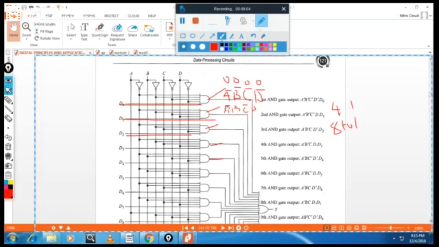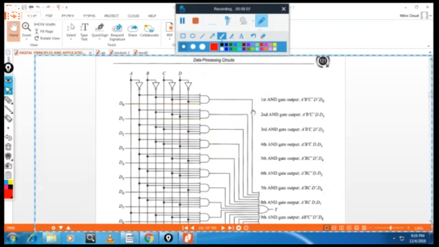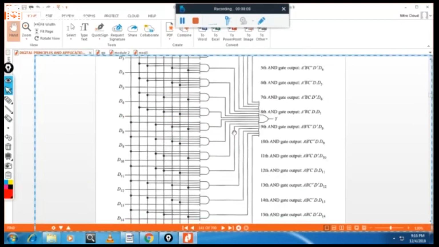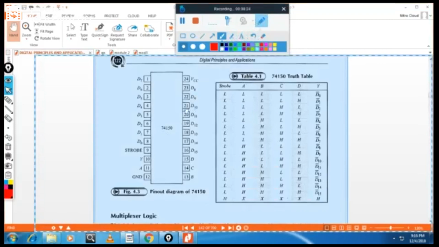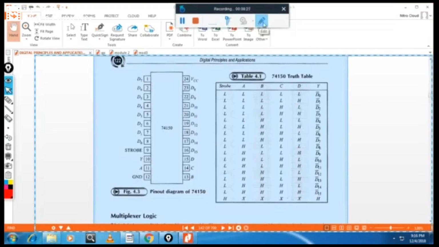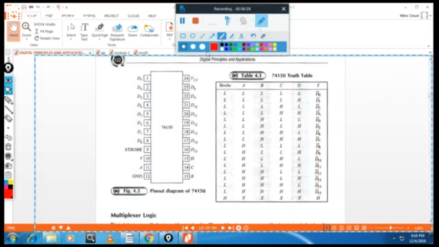Now we'll see the 16:1 multiplexer in terms of an IC. Which IC are we using for the 16:1 multiplexer? The IC we are using for the 16:1 multiplexer is the 74150. You see here, 74150 is the IC, which has 16 data lines and 4 control lines A, B, C, D.